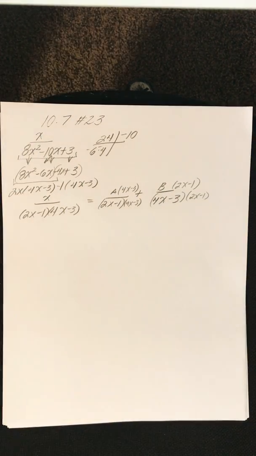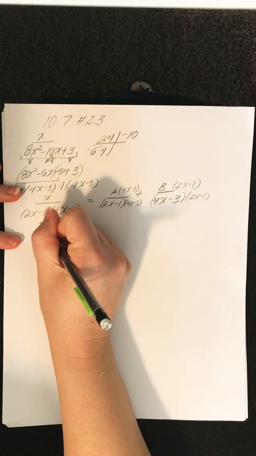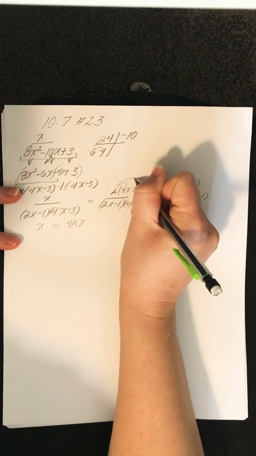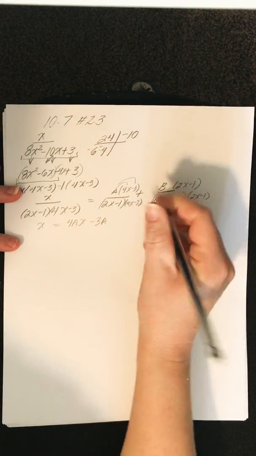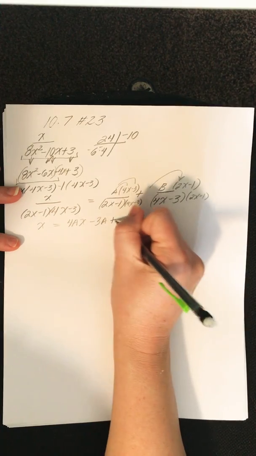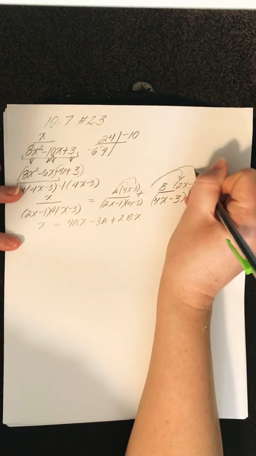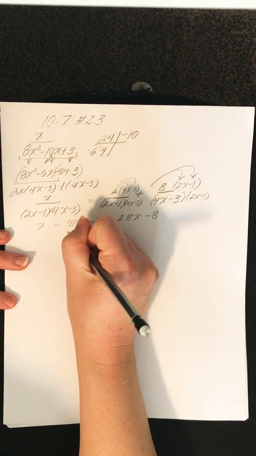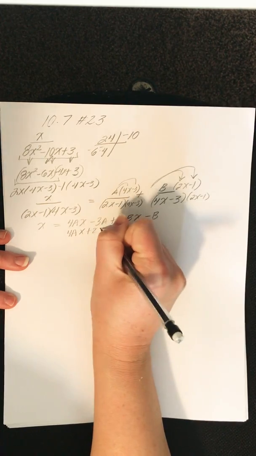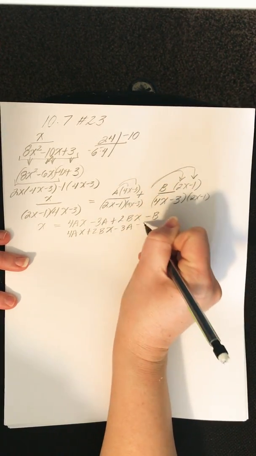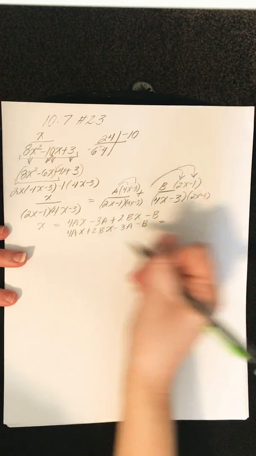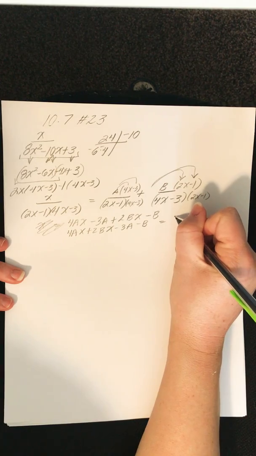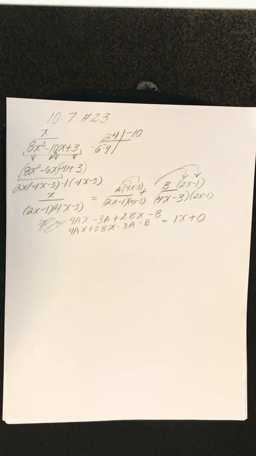Okay, so now from here, we would just focus on the numerator. We want to know x equals distribute. That would be 4ax minus 3a. Positive b, so plus 2bx minus b. Then remember you put like terms by each other. So that's 4ax plus 2bx minus 3a minus b. We want that to equal x, which I'm going to rewrite on this side. I just like it on this side. So that's the same thing as 1x plus 0, basically, right?